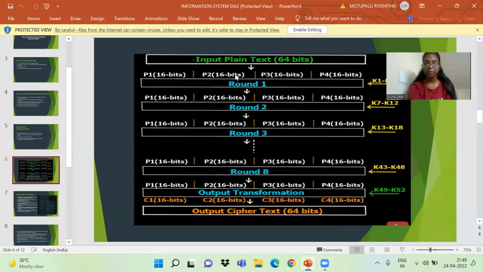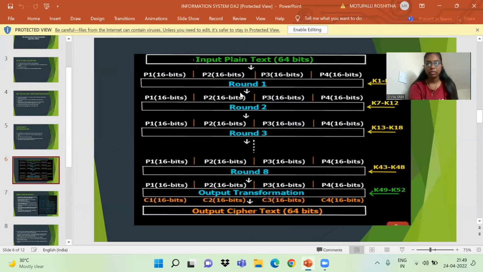This is the diagrammatic representation. As we have discussed, we'll be having 64 bits, each divided into 4 parts: P1, P2, P3, P4. Here we'll be having the keys, that is K1 to K6, K7 to K12, and in the same way up to K52. So one round will be having 6 keys, and 8 rounds will be having 8 into 6, that is 48 subkeys.